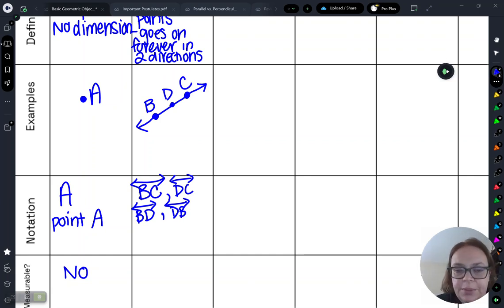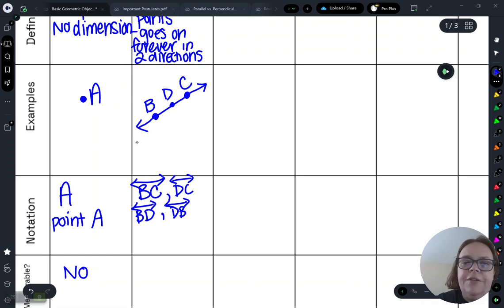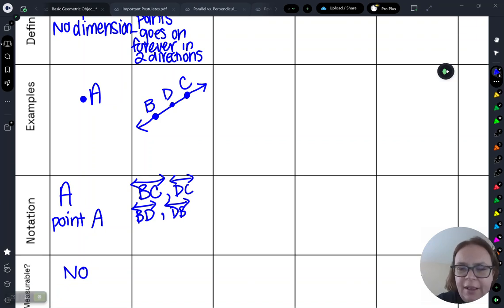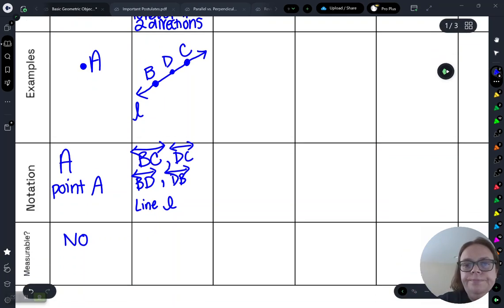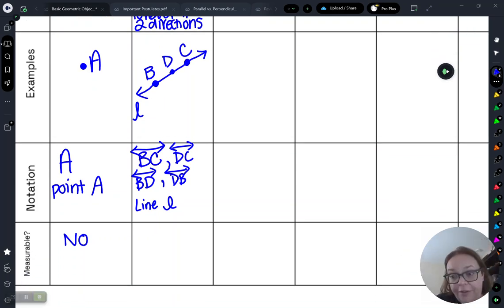Another way that we can sometimes name lines in geometry is with a lowercase letter that's kind of off to the side, and it's usually kind of italic or cursive. So usually it's an L or an M. So I'll put a little L there. That L is basically the name of the line. It's not a point because it's not a capital letter. So the way that you would write it is you would say line L, or whatever the letter is. Is it measurable? No. It's going on forever. How do you measure something that goes on forever?